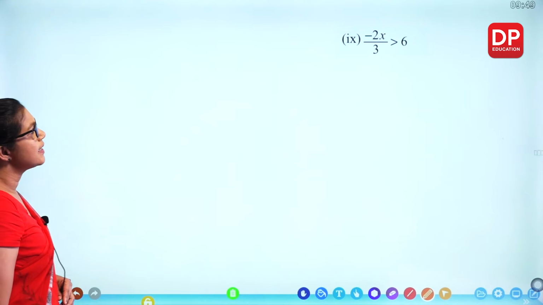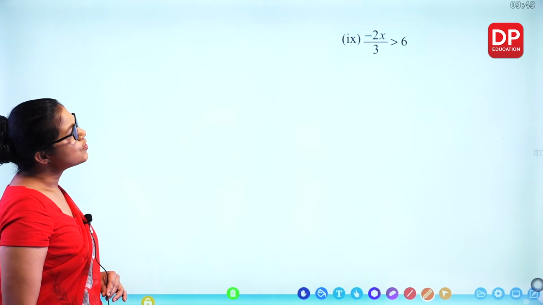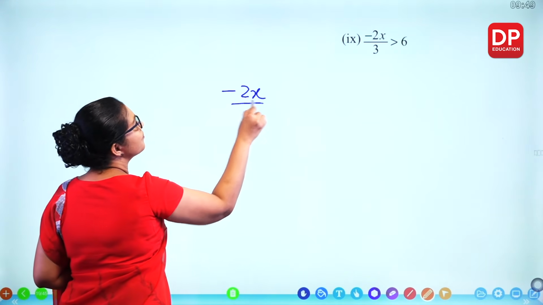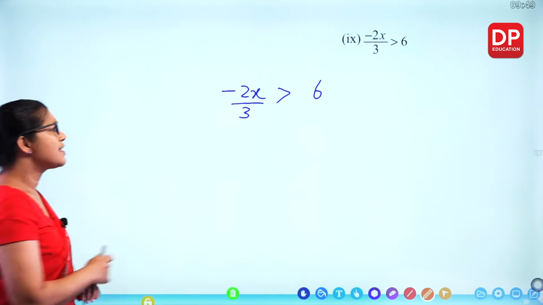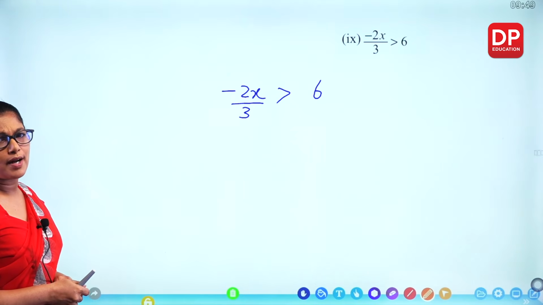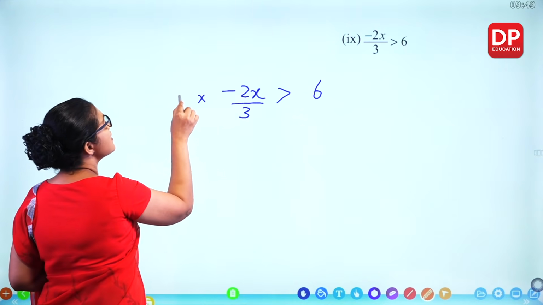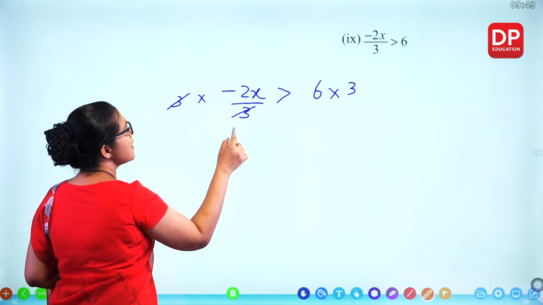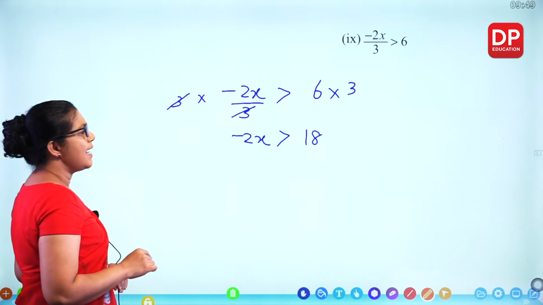Now we'll look at the last part of question number 1. Minus 2x over 3 greater than 6. We'll take that question. What can we do? We have to get rid of this 3. To get rid of this, you have to do the opposite, so this is dividing by 3. So you multiply both sides by positive 3. So what happens? 3 gets cancelled out. You get negative 2x is greater than 6 times 3, which is 18.